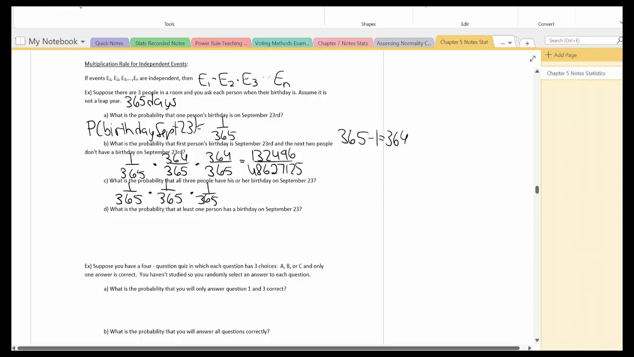But notice, I don't have to write the word "and" for this problem. It's the probability the first person has a birthday on September 23rd, and the second person has a birthday on September 23rd, and the third person has a birthday on September 23rd. So the word "and" is not there, but it is assumed. Okay? This is the same thing as 1 over 365 cubed. Multiplying that out, that's this.